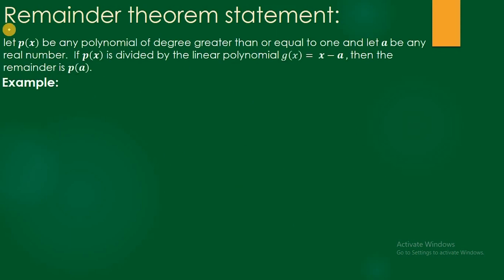Let p of x be any polynomial of degree greater than or equal to 1, and let a be any real number. If p of x is divided by a linear polynomial g of x equal to x minus a, here we have taken x, this is a general statement. So here we have taken x minus a, then the remainder is p of a. That is, when you take x minus a equal to 0, then you will get x equal to a. Therefore, remainder is p of a. So now this remainder theorem is very useful to find the remainder without actually dividing it like we normally do. So it's much easier.